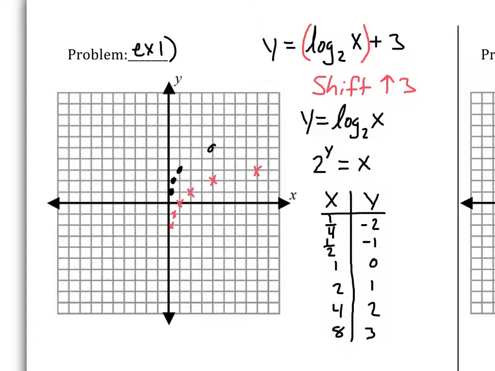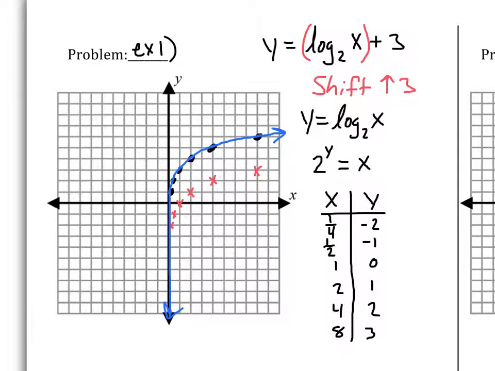Oops, I missed a point. There we go. All right, so there's our points, and our graph would look something then like this. Just like we did with exponential functions, please make sure when you're graphing these that you are going edge to edge on your coordinate plane. Okay? Make sure you're graphing edge to edge.